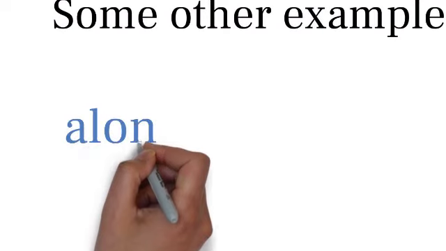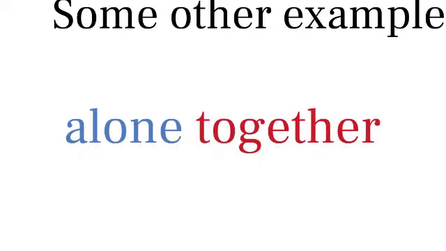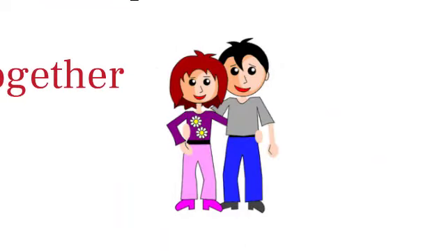Let's look at some more examples. Alone together. The word alone means to be by yourself. So how can you be alone when there's another person or a group of people with you? Actually, the word means that a couple or a group is by themselves, together with each other, but no one else is present there.